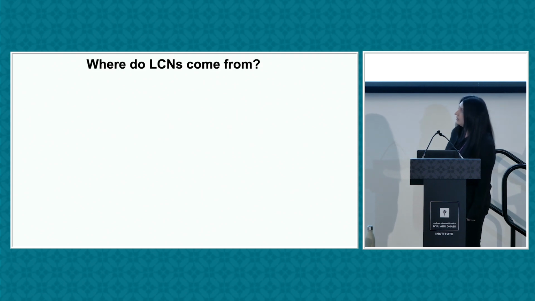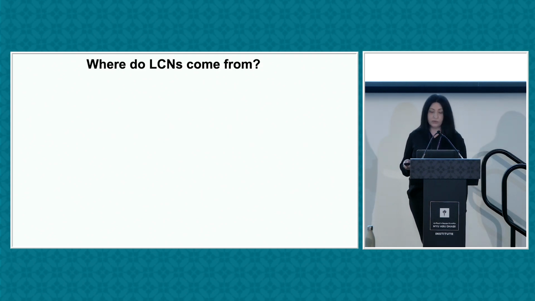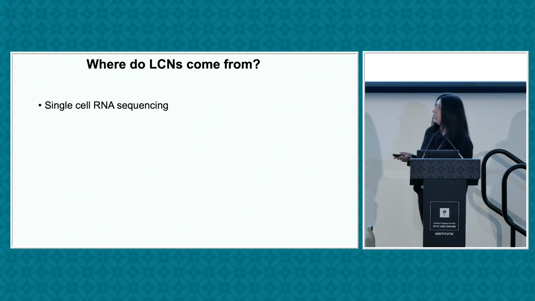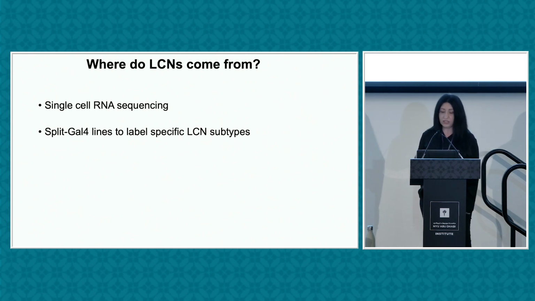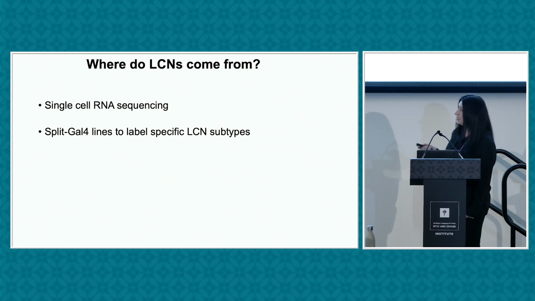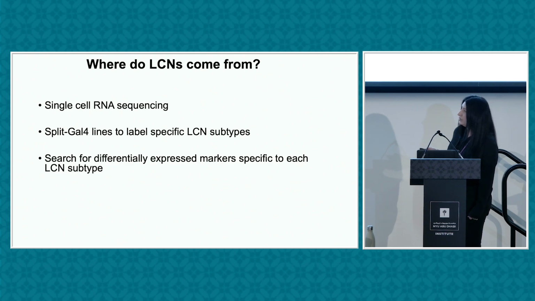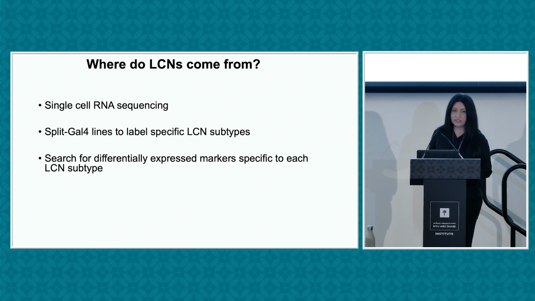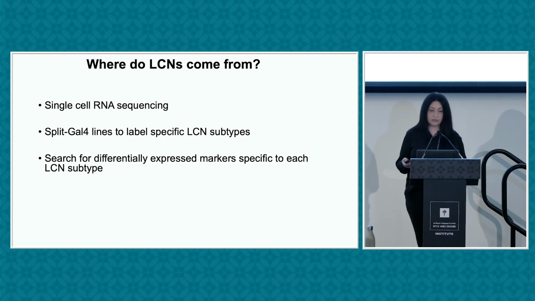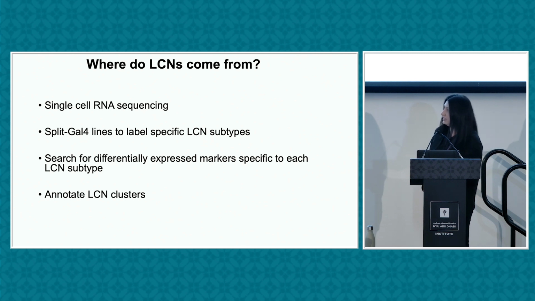And to try to understand this question, we employed various techniques. We used single-cell RNA sequencing, and we used these split-GAL4 lines, the lines that are specific for each one of these different LCN subtypes. And we tried to look for markers and genes that are expressed in these cells. And as I mentioned previously, as many of these neurons were only recently discovered, not much is known about the types of genes that they express. And so we tried to annotate the LC clusters.